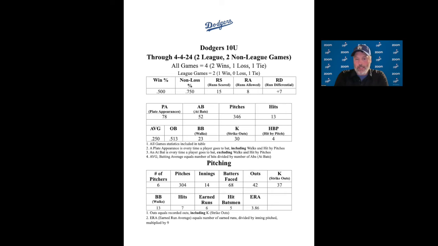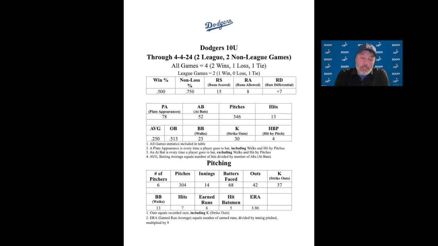We've played 14 innings so far, and we faced 68 batters, which just means 68 opponents have come to bat against us. We've recorded 42 outs. Of those 42 outs, 37 have been strikeouts, which is really, really good for us. We're being very efficient and we're striking out a lot of people.